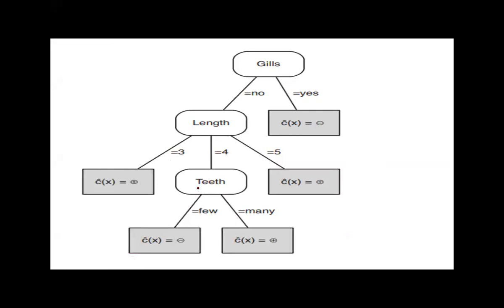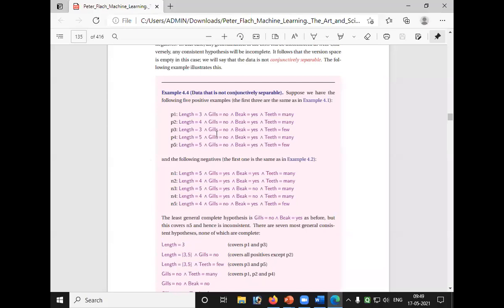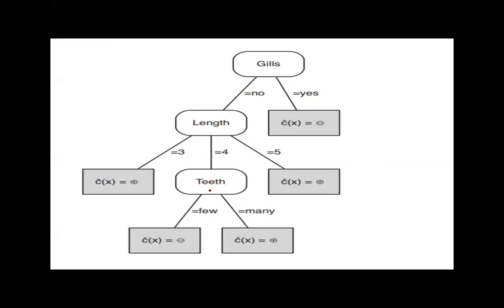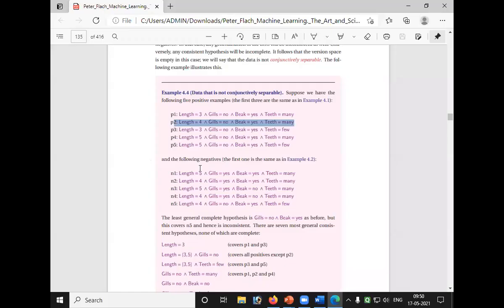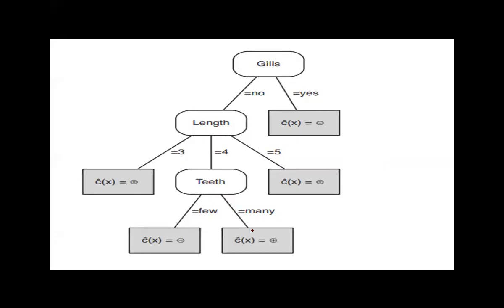Very simple. And if you see here, length 4, children. Length equal to 4, then gills no, and teeth many. That is why we have included one more feature. And if that feature is few, it is negative. And if that feature is many, it is positive.